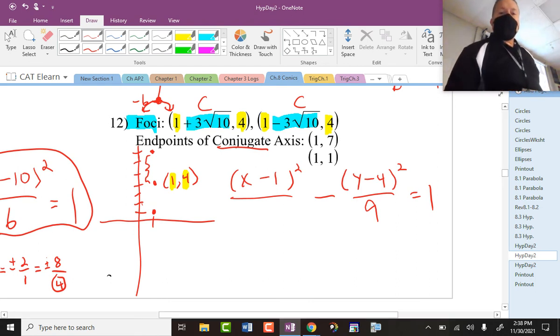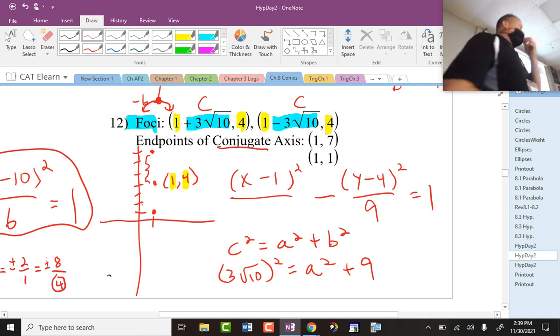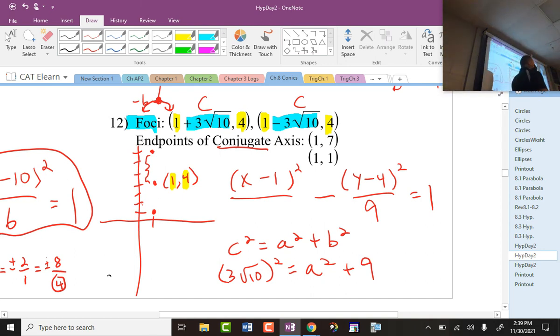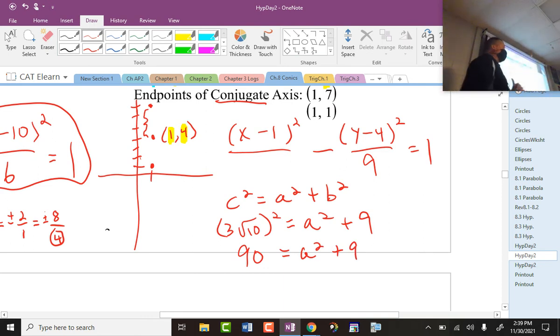Okay, so anyway, magic formula, c squared equals a squared plus b squared. Shouldn't have to ask that again of Sarah. I will ask her this, though, without a calculator. What's 3 root 10 squared? Tell me your guess as we write this down. What's 3 squared? What's root 10 squared? 10. What's 9 times 10? 90. That's why we don't need those stinking calculators. 90 equals a squared plus 9. What's a squared equal to when you subtract 9?